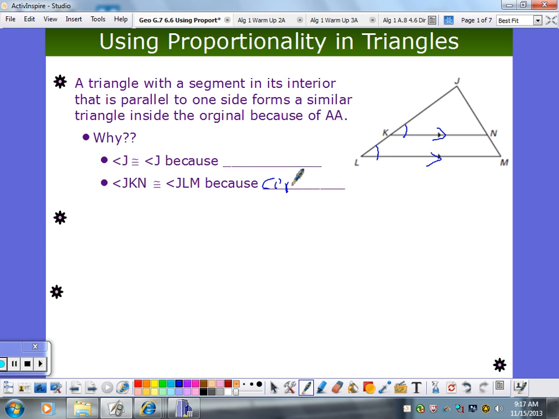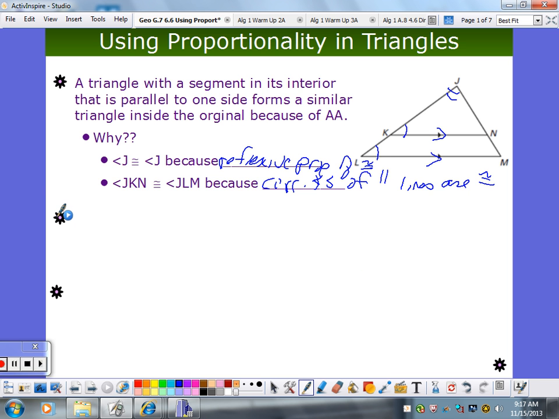And that's because corresponding angles, parallel lines are congruent. Oh, it's hard to write. Okay, are congruent. And then I've got another angle up here, angle J, because of why? Reflexive property of congruence. This is a mess. So I've got angle, congruent. So I have two similar triangles.